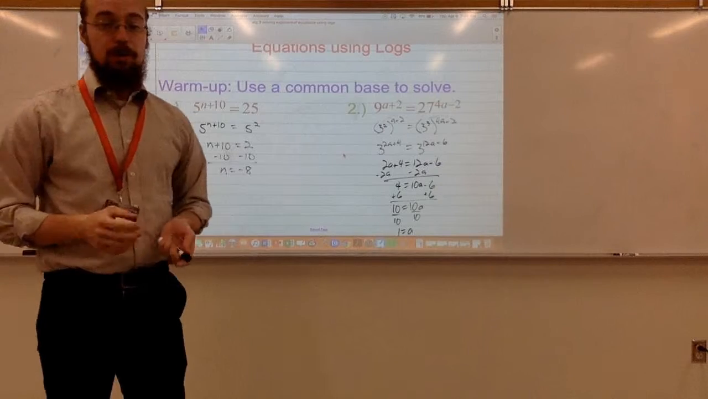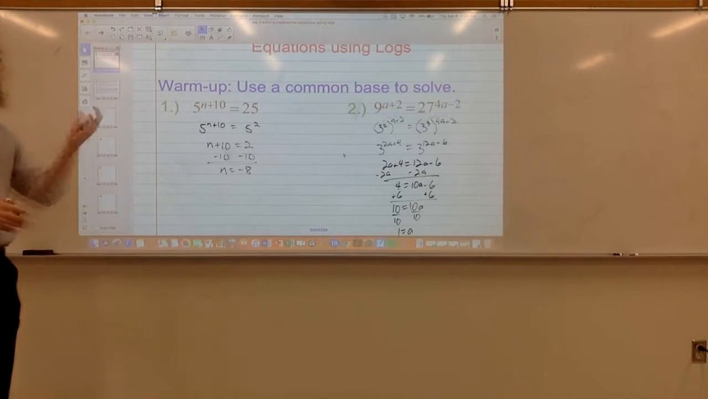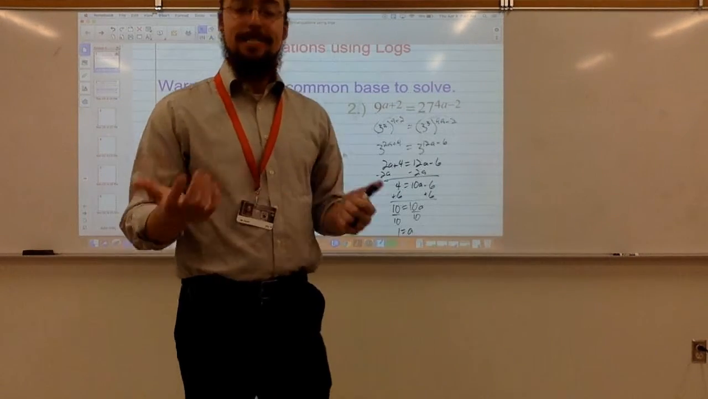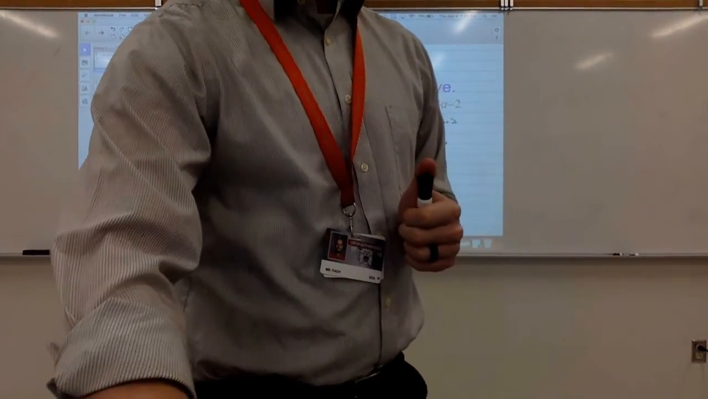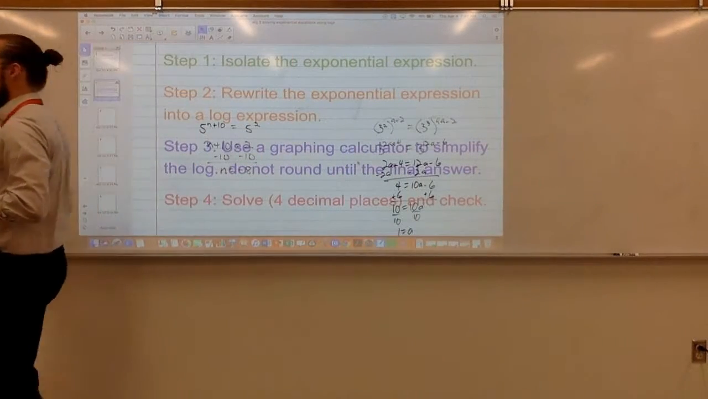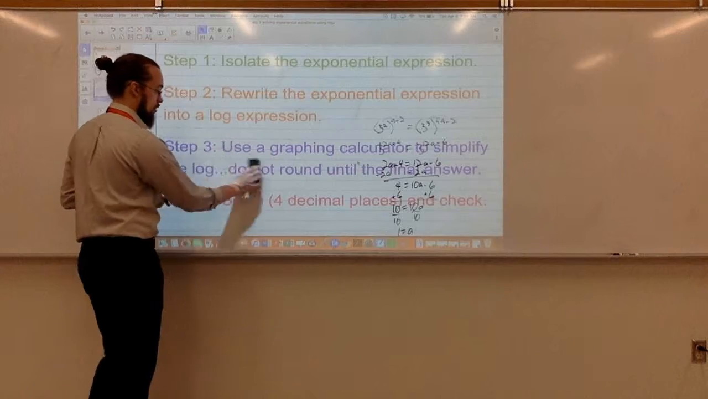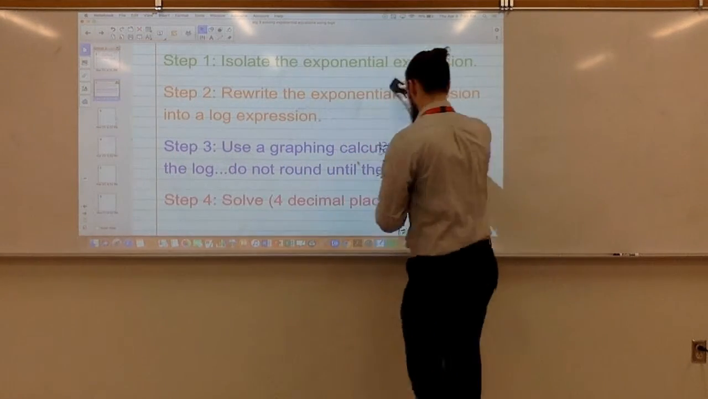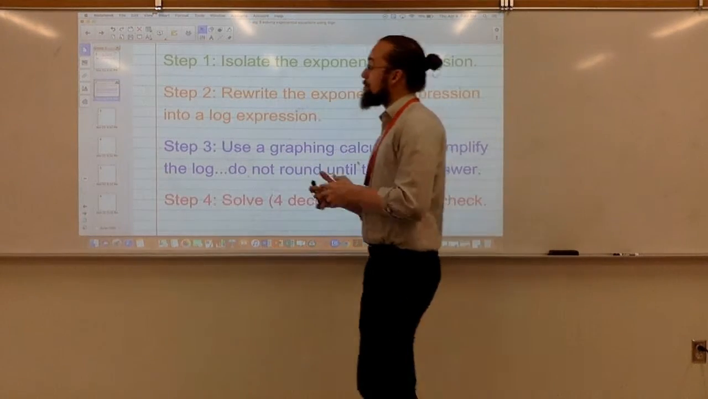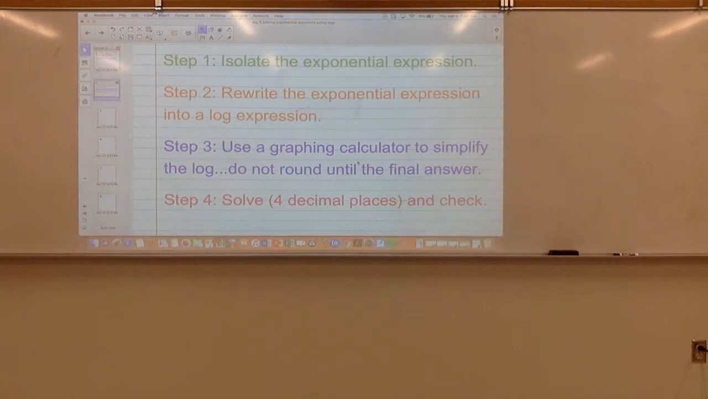So today then, we're going to take a look at the situation where it's impossible to get a common base on both sides, right? Where we cannot rewrite both sides with the same base. So here are the steps that we're going to use to solve problems today. So write these down in your notes. We could actually use these steps even if it is possible to write both sides with a common base.